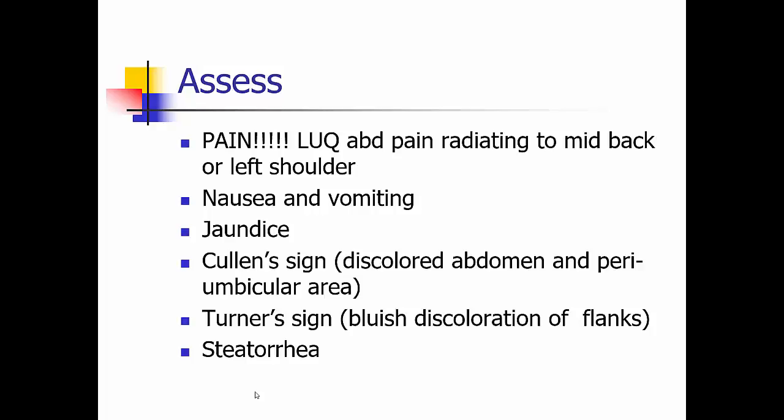Nausea and vomiting is present in about 85% of patients. They also have diarrhea, usually a steatorrhea, if you remember that's the fatty fecal material. They have low-grade fevers, tachycardia, hypotension, abdominal tenderness, pleural effusions with dyspnea and tachypnea, mild jaundice. They may have Cullen's sign, which is a discolored periumbilicus, or Turner's sign, which is a discoloration of the flanks.